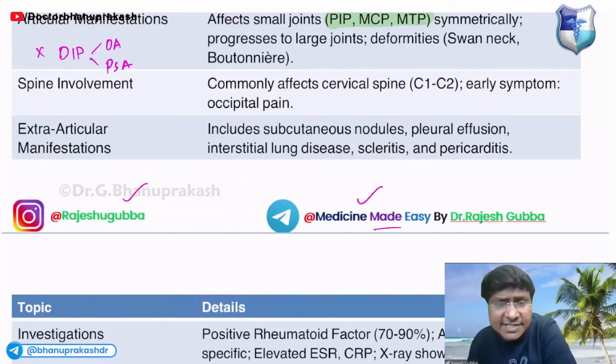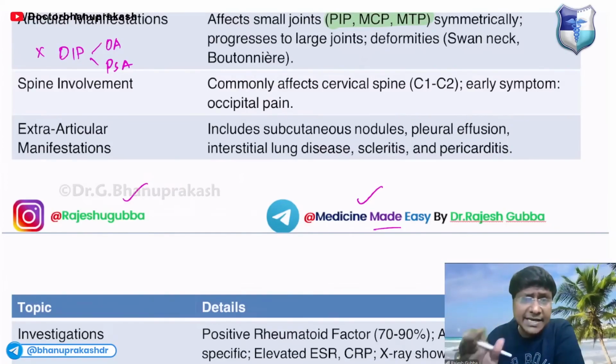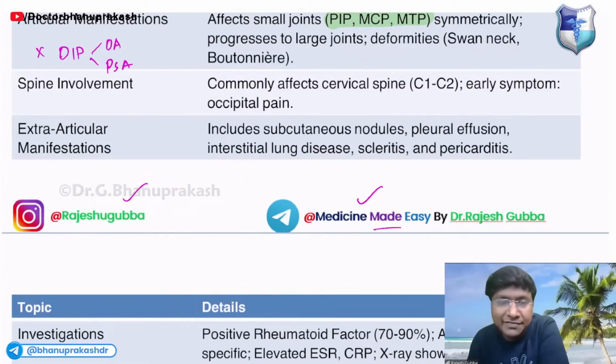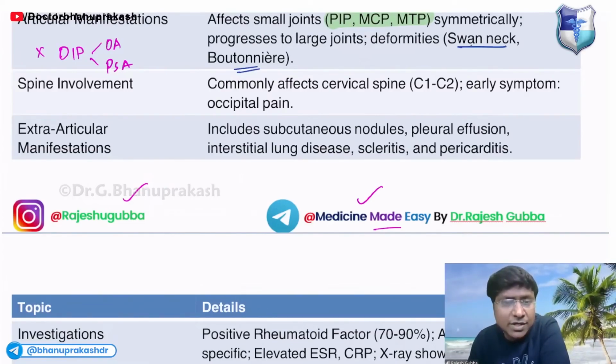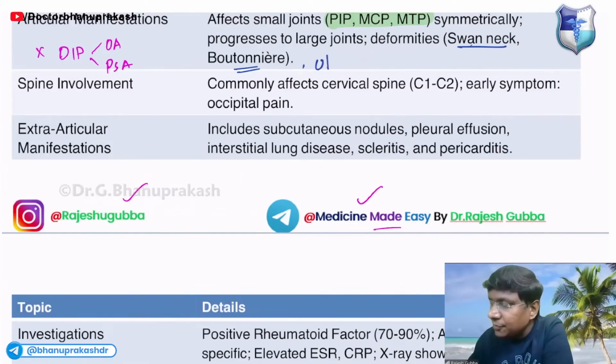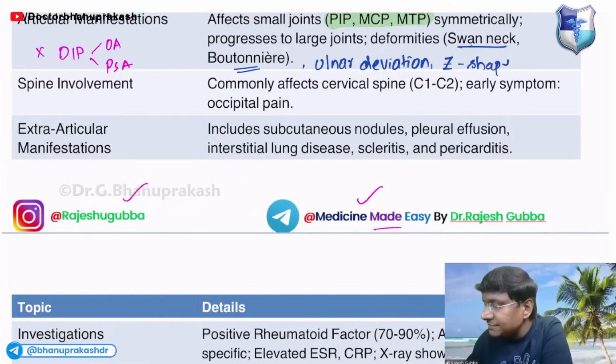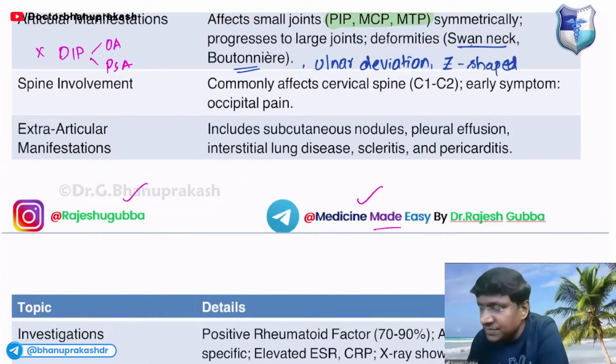Now, as time progresses in these individuals, coming to the deformities: you have swan neck deformity as well as Boutonniere deformity. These two are the important deformities. Another important deformity is ulnar deviation. You will also have the presence of Z-shaped thumb. So these will be the deformities that you will have in patients with rheumatoid arthritis.